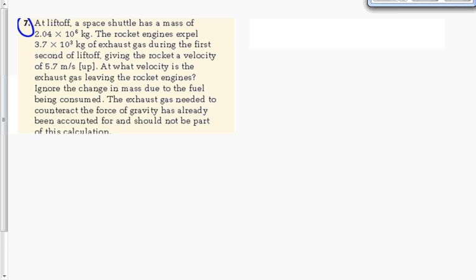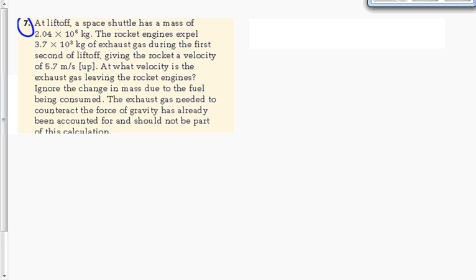Number 7 says that at liftoff, a space shuttle has a mass of 2.04 times 10 to the 6 kilograms. The rocket engines expel 3,700 kilograms of exhaust gas during the first second of liftoff. So that's pretty quick, right? It's a lot of fuel in 1 second. 3,700 kilograms. You can imagine there's a lot of costs involved in running a space program in general, but when you're producing 4 tons of exhaust in the first second of liftoff, that's a lot, and that's going to be pretty expensive.